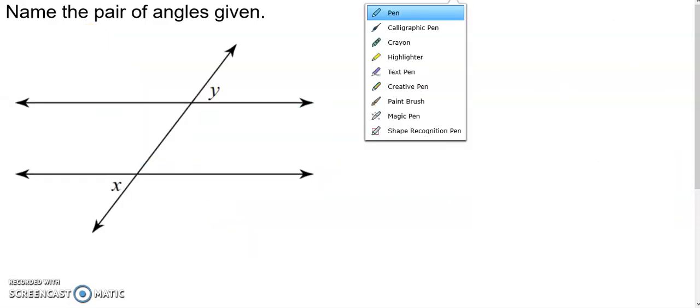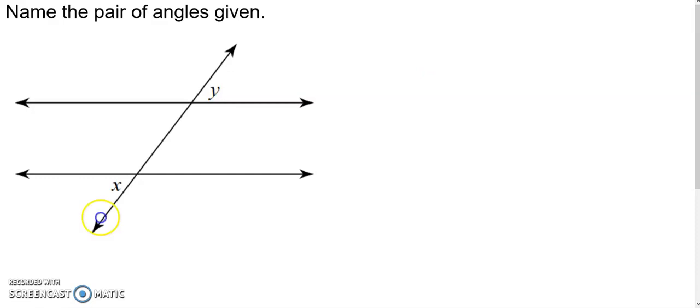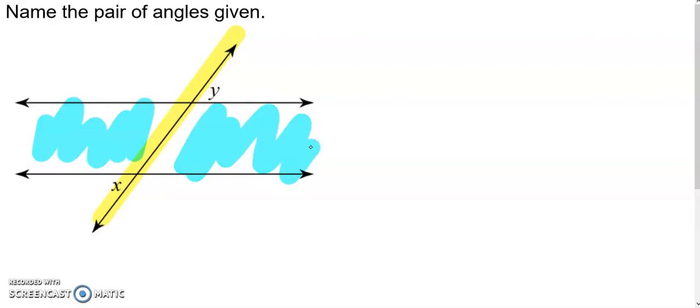Let's take a look at this pair. Process is the exact same. Highlight the transversal. Shade on the inside. Then you're going to tell me about the angles. So X, you're going to ask, is it inside or outside?